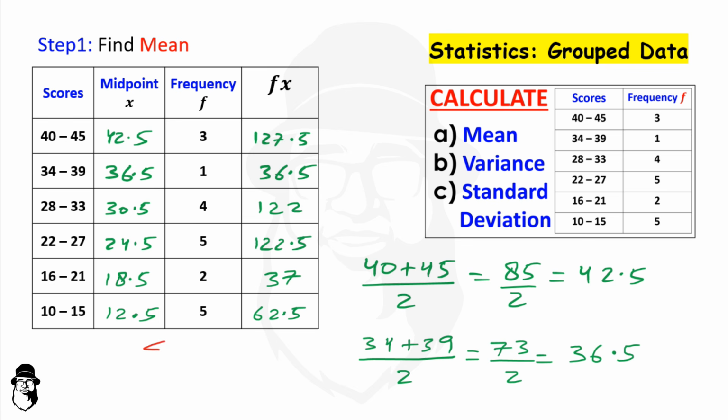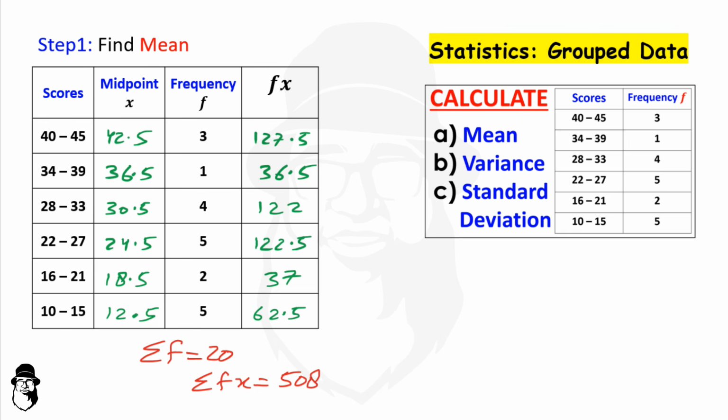Now what we'll do next is we add all these frequencies. So sigma f is equal to 3 plus 1 is 4, plus 4 is 8, plus 5 is 13, 14, 15 and 20. And then we add all these figures also. So we have sigma fx is equal to 508. If you add all of them, it will be 508.